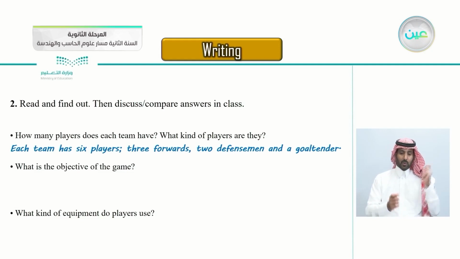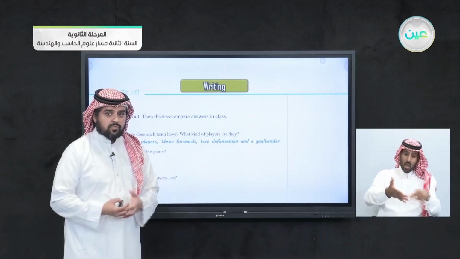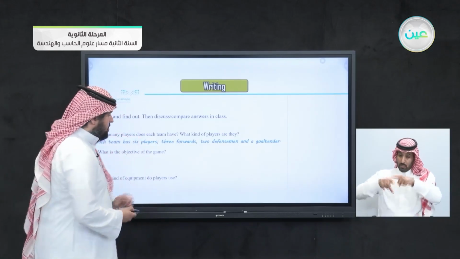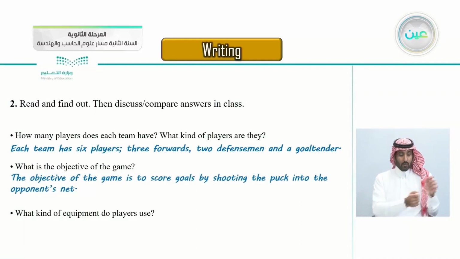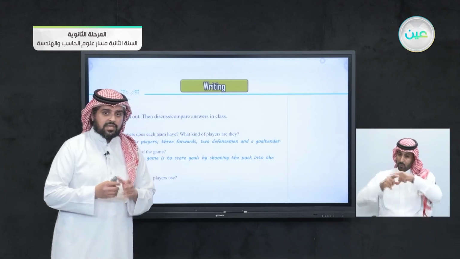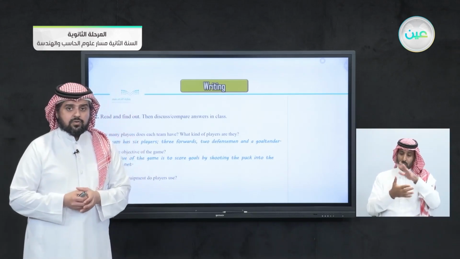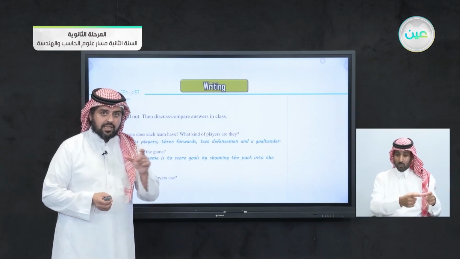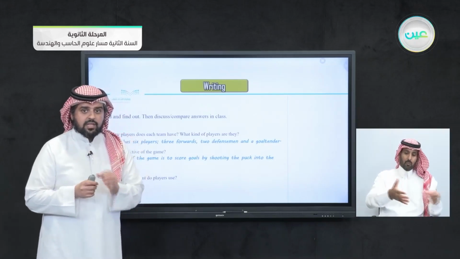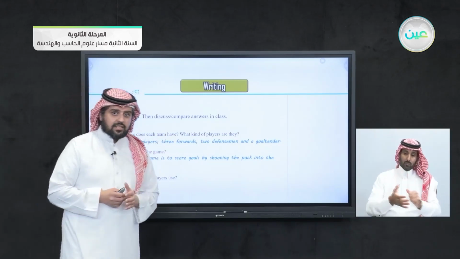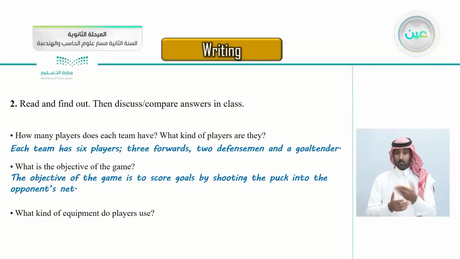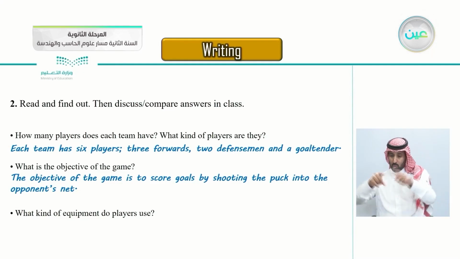What is the objective of the game? What's the objective of the game? The reason, what's the objective? What do you do? What's your goal here? So, the objective of the game is to score goals by shooting the puck into the opponent's net. So, it's as we guessed in the beginning of this lesson when we analyzed the picture, is you use your stick to hit the puck, the circular or the round object, to get it in the opponent's net. So this is the objective of the game. Again, the objective of the game is to score goals. How? By shooting the puck into the opponent's net.